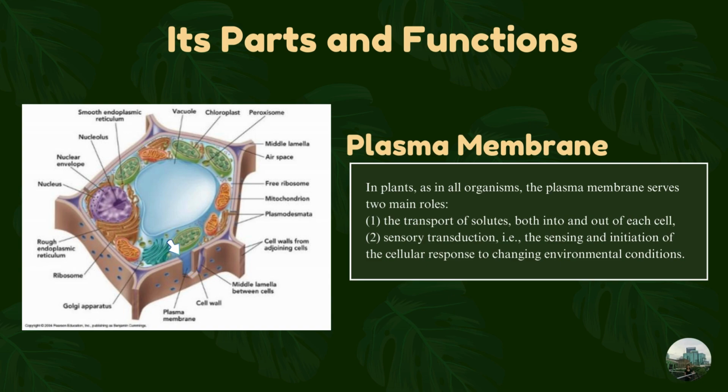Plasma membrane. In plants, as in all organisms, the plasma membrane serves two main roles. First, the transport of solutes both into and out of each cell. Second, sensory transduction, that is, the sensing and initiation of the cellular response to changing environmental conditions.